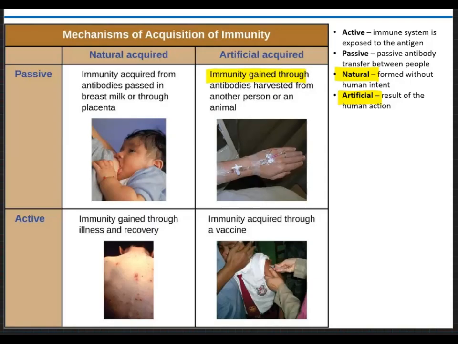Now, what does that mean, exposed or not exposed to antigen? So think about this. In case of infection or vaccination, your immune system is exposed to the antigen. Whether you are sick with COVID or you receive the vaccine, your immune system will mount its response against a specific antigen.